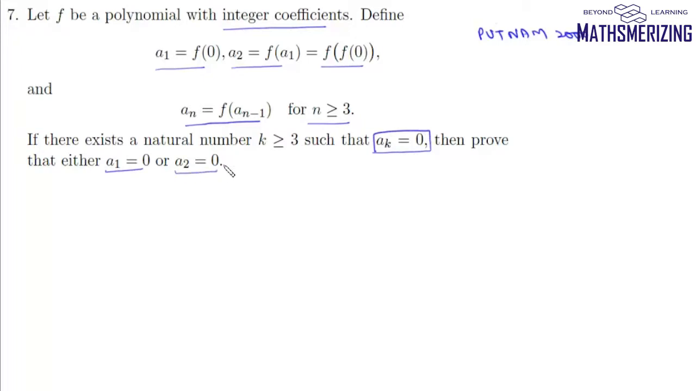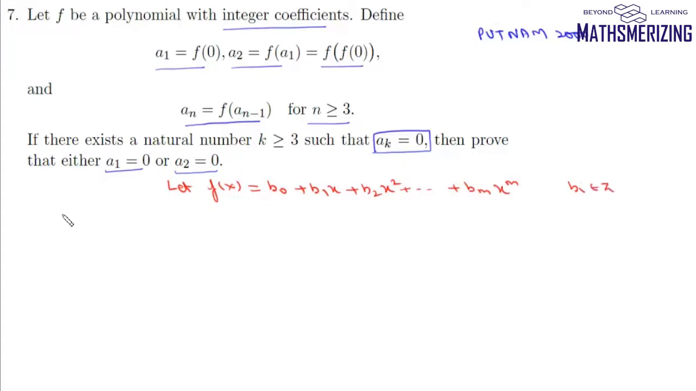So what we'll do is assume a polynomial function. Let f(x) be b0 plus b1x plus b2x squared, up to bm x to the power m, where each bi is an integer.